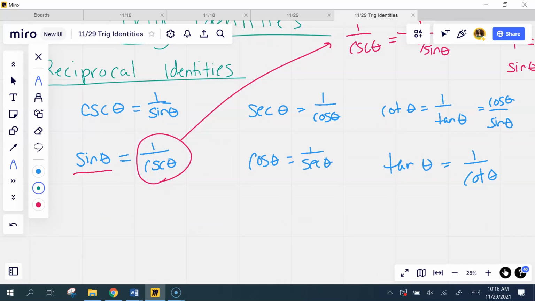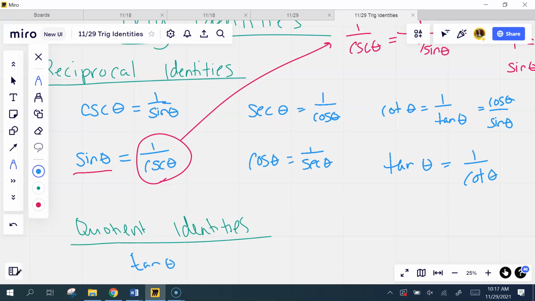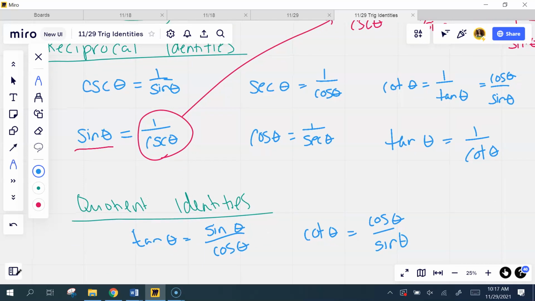and these are called quotient identities, and I kind of already incorporated one of them. That the tangent of theta is equal to what? That's right. Sine over cosine. And the cotangent is equal to cosine over sine. The flip of that. That's exactly right. I know this is boring. I'm just kind of laying them out there for you.